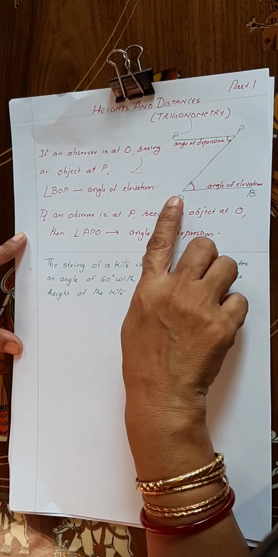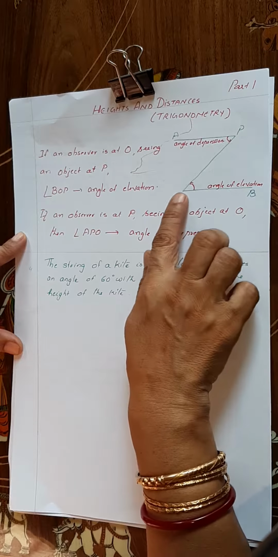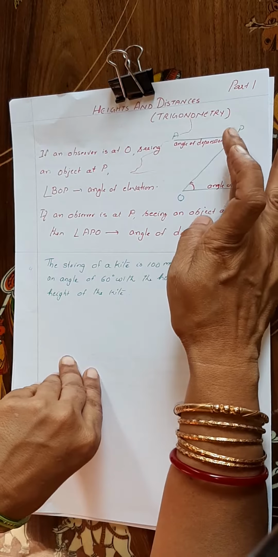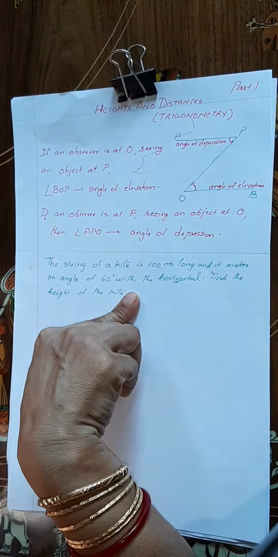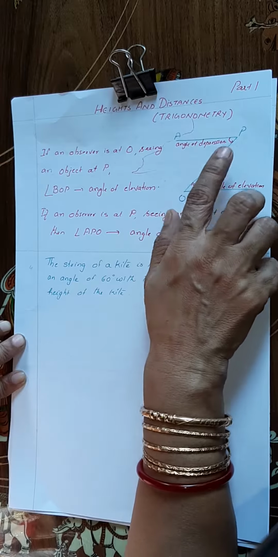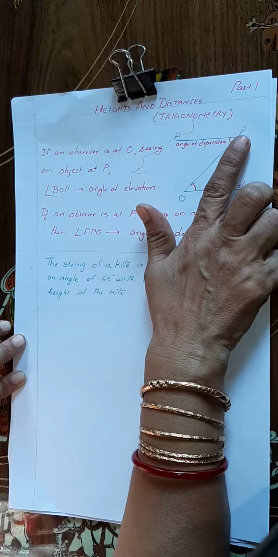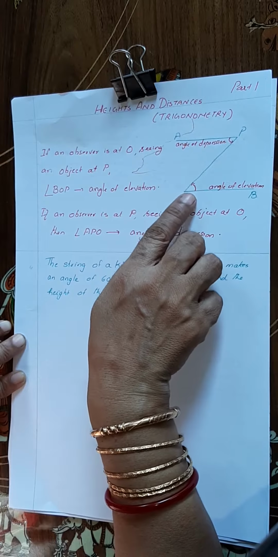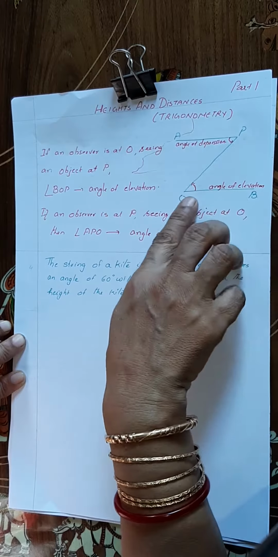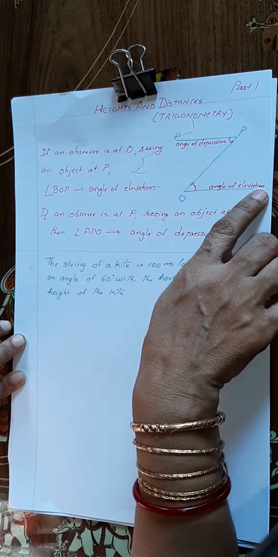Suppose OB is a plane and a person is standing at O, observing an object at the point P. This is the line of sight. From here he is observing the object P. The angle between the horizontal, that is the ground, and his line of sight is called the angle of elevation.